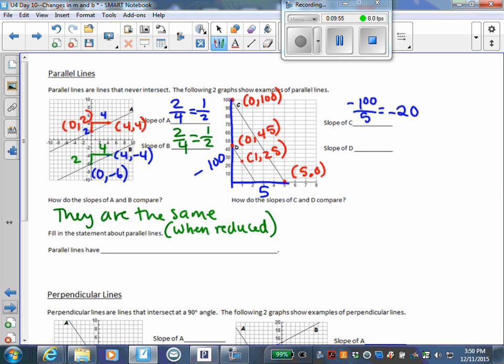Okay, so if I'm going to draw a little slope triangle, it's going down from 45 to 25, so it's going down 20. It's going over from 0 to 1, over 1. So negative 20 over 1, which is also the same as just negative 20. So how do the slopes of C and D compare? They are the same when we reduce.